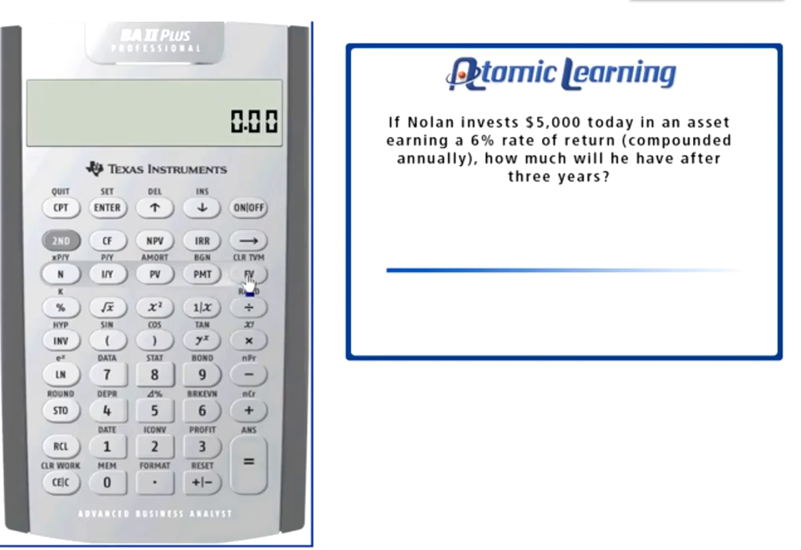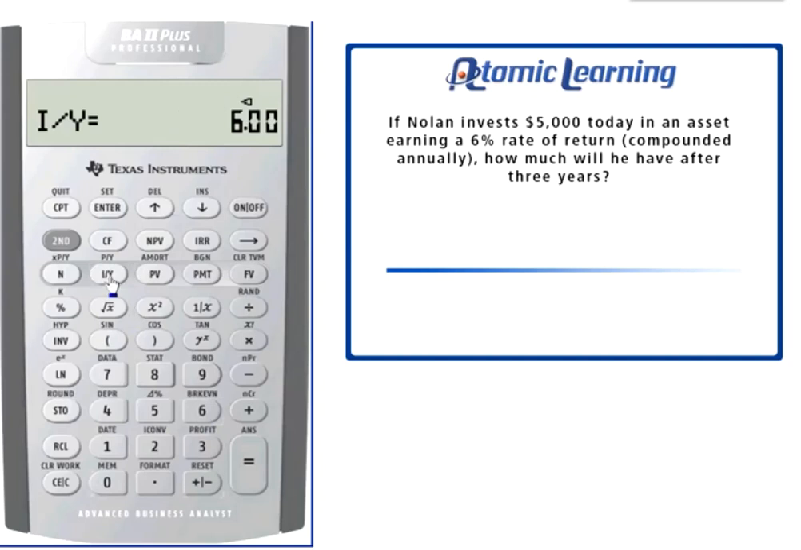Now let's begin inputting our variables. Nolan is investing $5,000 today, so I'll enter 5,000 and then press the plus/minus key. Next, I'll press the present value, or PV key, located in the middle of the TVM button row. Note the display reads PV equals negative 5,000.00. The interest rate is 6%, so now I'll press 6 and then the interest rate per year, or IY key.